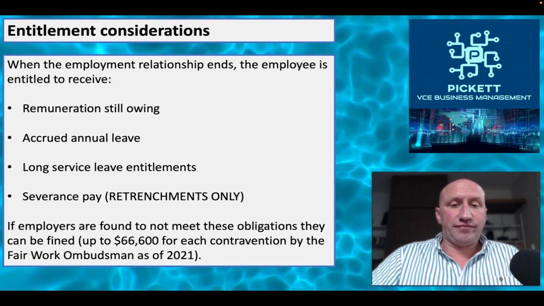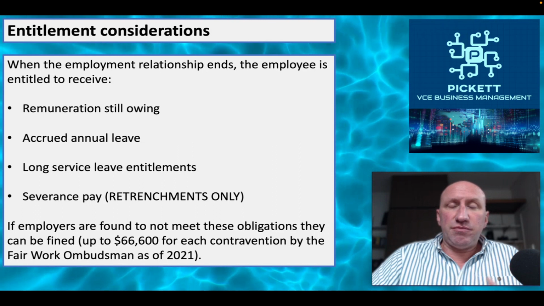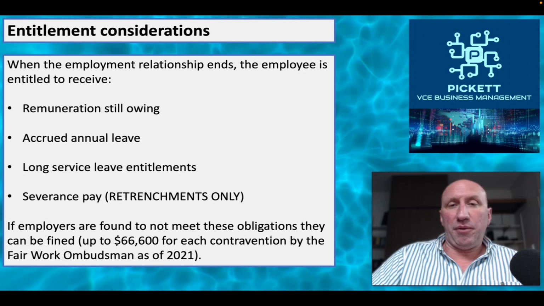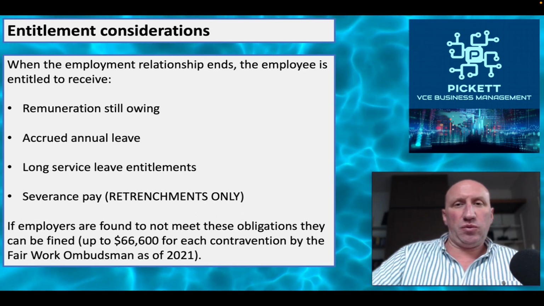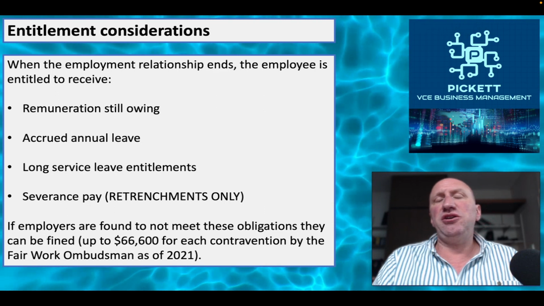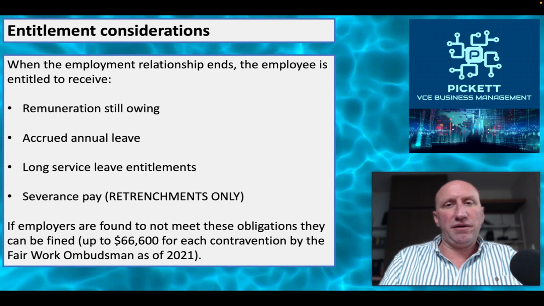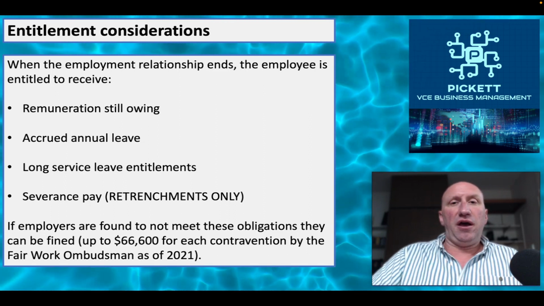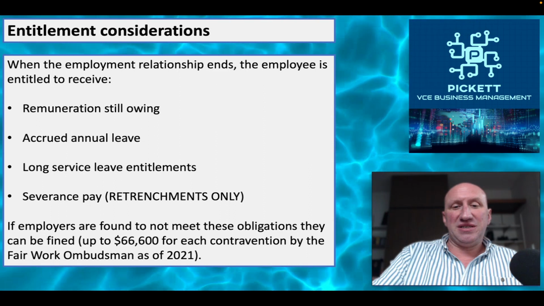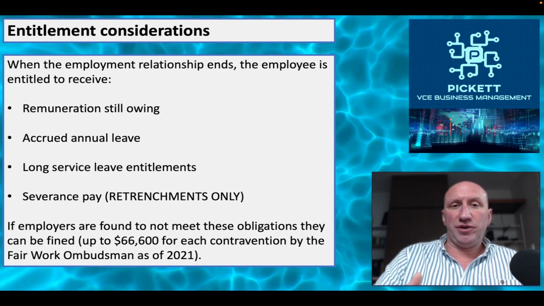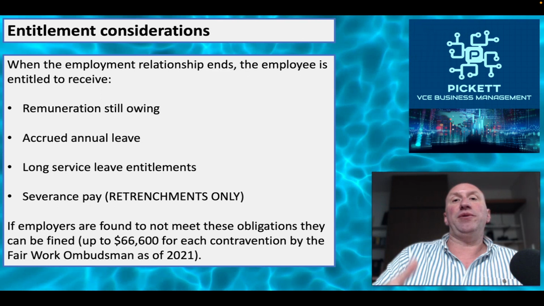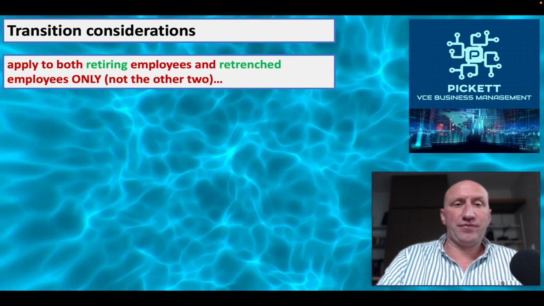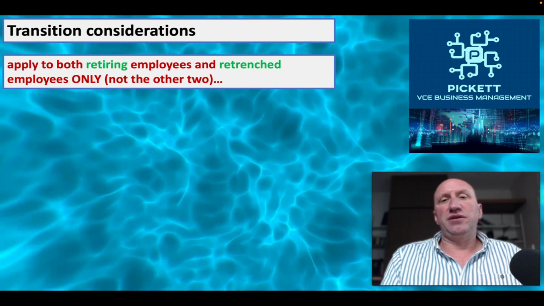And if you don't, then businesses can be fined up to $66,000 for each contravention by the Fair Work Ombudsman, and that's as of 2021 figures. So that figure might change. And again, you don't need to know that $66,000 figure, but just know that there are extensive fines which can be applied to businesses that do not meet the entitlement considerations of any terminated employees. That's the absolute key here. Okay, extensive fines apply.